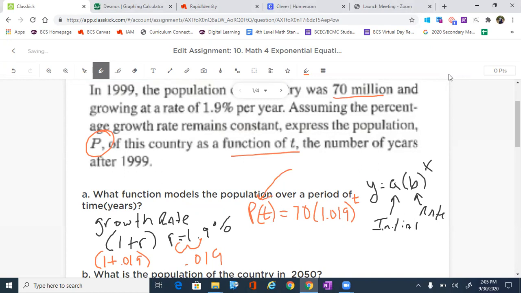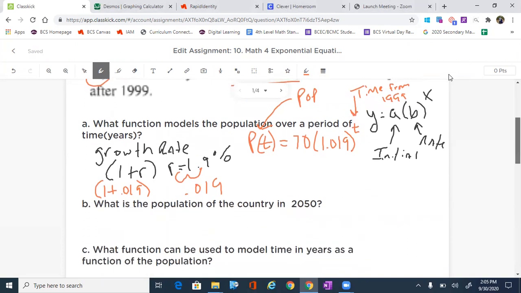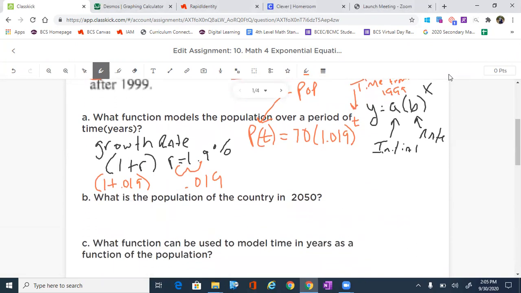Now we need to pay attention the entire time that this represents population and this represents time from 1999. When we move on into the next problem, it says, what is the population of the country in 2050? And so our time is 2050, but what t represents is years from 1999. So we need to find how many years have passed. We're going to say t is equal to 2050 minus 1999, and that comes out to be 51 years.